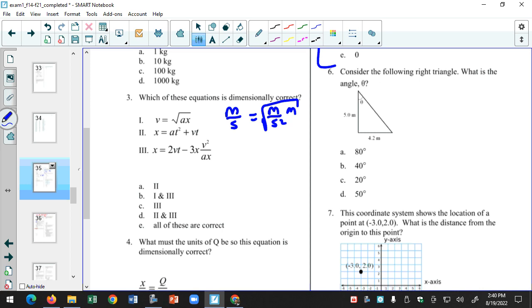X is meters. A is meters per second squared. Okay, so far, right? And what about V and T? Does that give you meters? Yeah. Let's write this down.